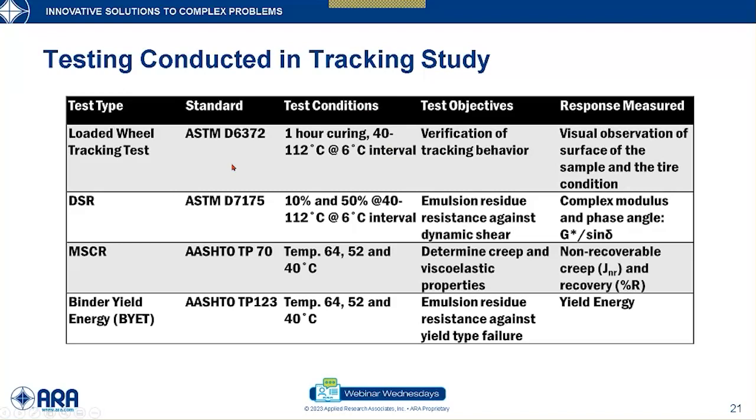I also did the DSR test, dynamic shear rheometer test, the MSCR test, multiple stress creep and recovery test, and the BYET test, binder yield energy test, all using a DSR. I'll go through shortly what these tests do. The DSR test determines the stiffness of your emulsion residue. The MSCR test determines creep and viscoelastic properties of your emulsion residue. And the BYET test determines the resistance of a certain type of binder against yield type failure. I did all these tests alongside the LWTT test.